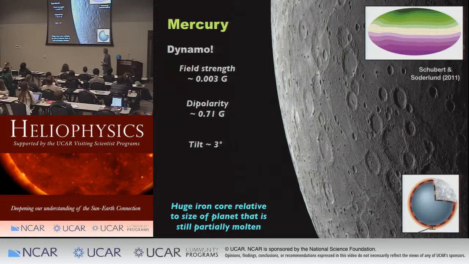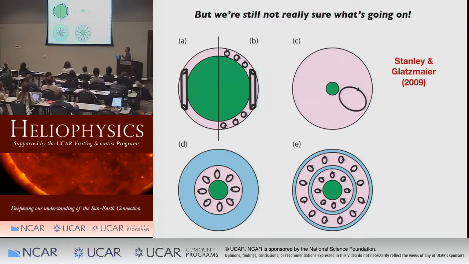It has a huge iron core relative to the size of the planet. Iron has a high heat capacity, so that might be in part why it has retained its heat, even though it's smaller than Mars. But there's a lot of uncertainty about what's going on in the interior of Mercury.